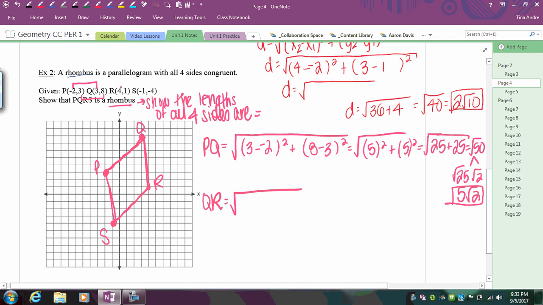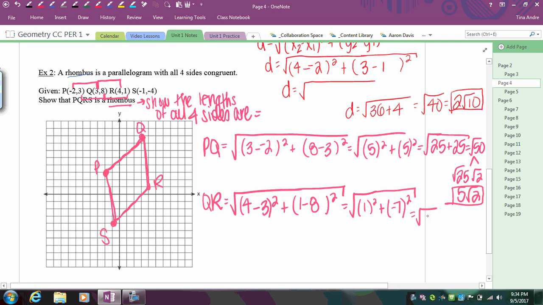So QR, going to subtract my x's, so 4 minus 3. And then subtract my y values, so 1 minus 8. Again, the order that you subtract doesn't matter because you're just finding the difference between them. You're just finding the distance, essentially, the vertical and horizontal change. So I have 1 squared plus negative 7 squared. And remember, whenever you square a negative, it should become positive because it's a negative times a negative, so it should end up being a positive number. So that's why these parentheses are super important to make sure that you're keeping those signs.